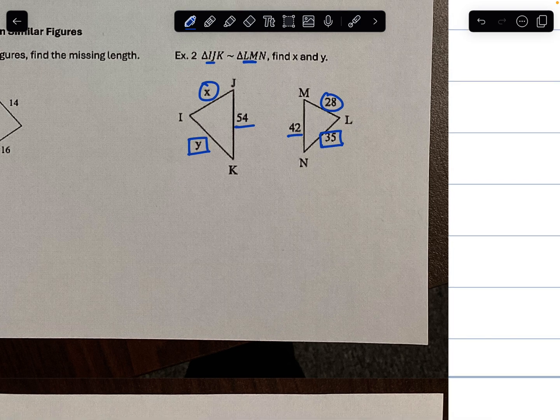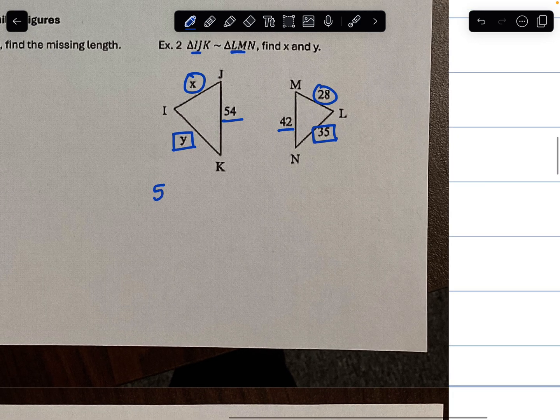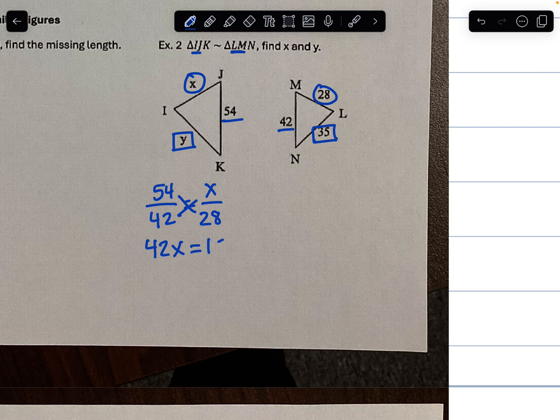Who can tell me how to set up to solve for x? 54 over 42. Okay, I like that. 54 over 42 equal to x over 28. Good. All right, so let's solve. We get 42x is equal to 1512. And then we know all we have to do to get x by itself is what, Trent? And what do we get for our answer? Anybody? 36.